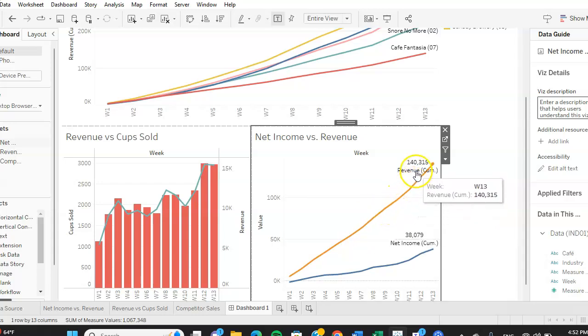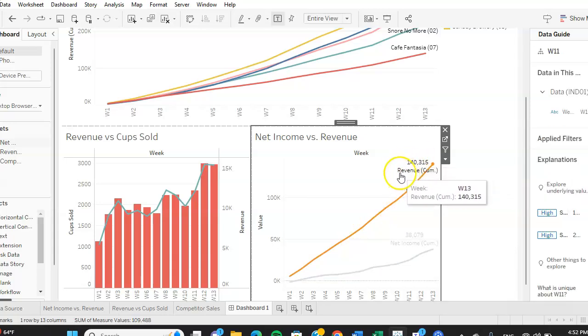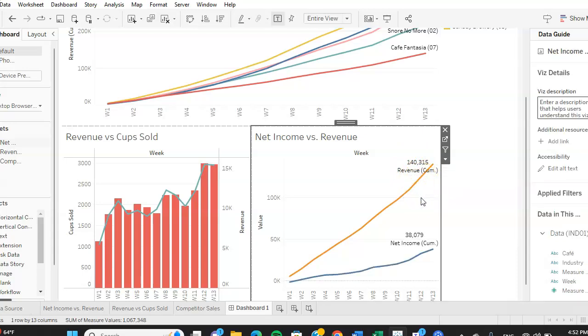The revenue that we have made, you can see, is $140,315 throughout the course of 13 weeks, and the net income that we have been able to gain is $38,079. It's a pretty good income considering it's a fresh business on a college campus, and the stipulations for the assignment were to create a business that has a positive revenue and a positive net income, which can affect everything and how the business can make money.